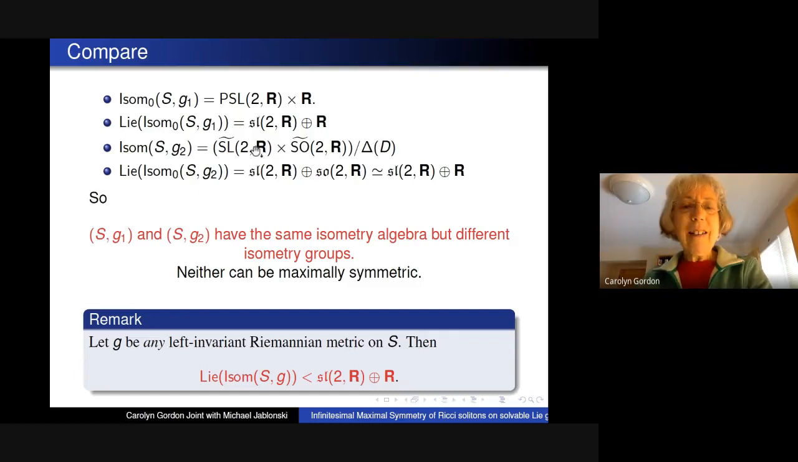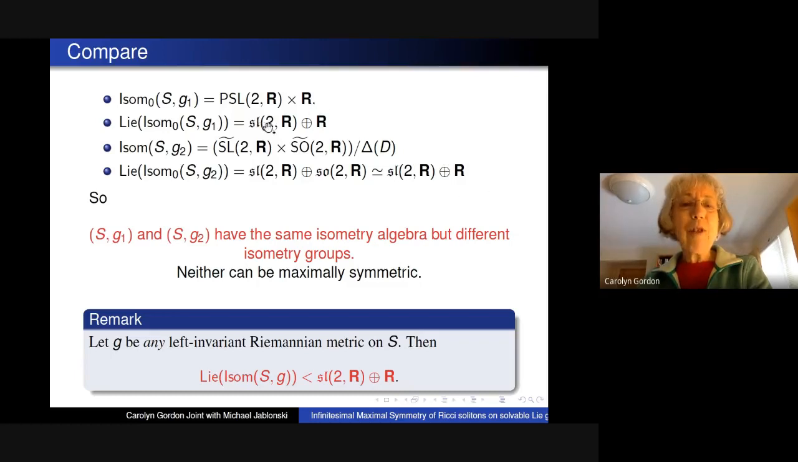Its Lie algebra is again SL2R plus SO2R, but again, this is isomorphic to the trace zero matrices plus R. So we have the same isometry algebra, but the isometry groups are quite different. You take the universal cover, the simply connected Lie group with the given Lie algebra, and you quotient out different discrete subgroups of the center to get the two different isometry groups. And the reason that they really had to end up differently was because of the way the isotropy algebras sit inside the Lie algebra of the isometry group.